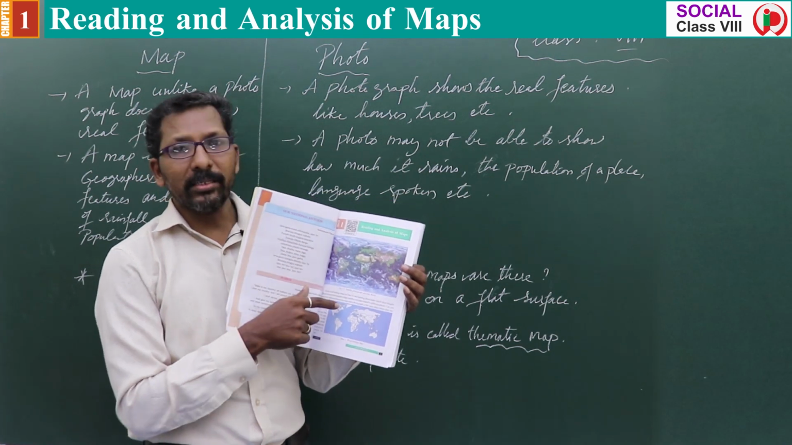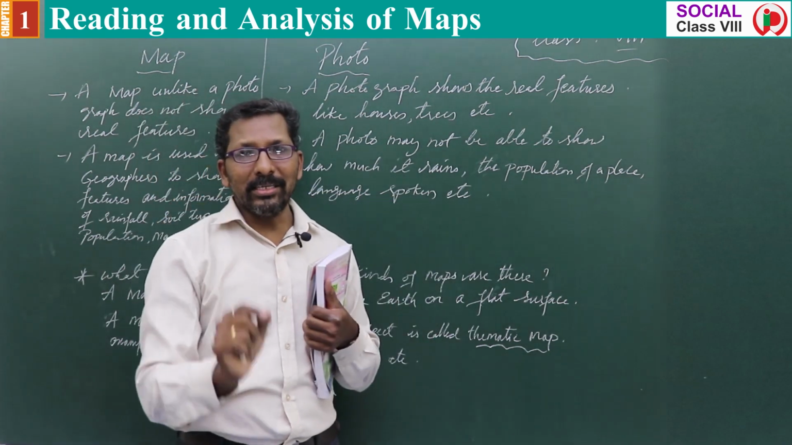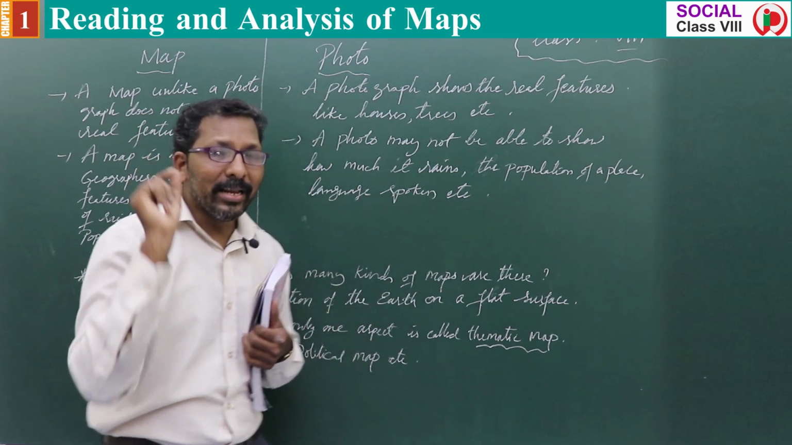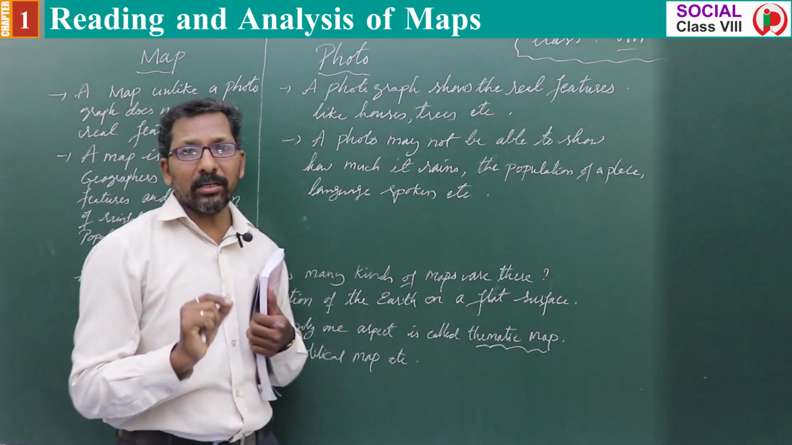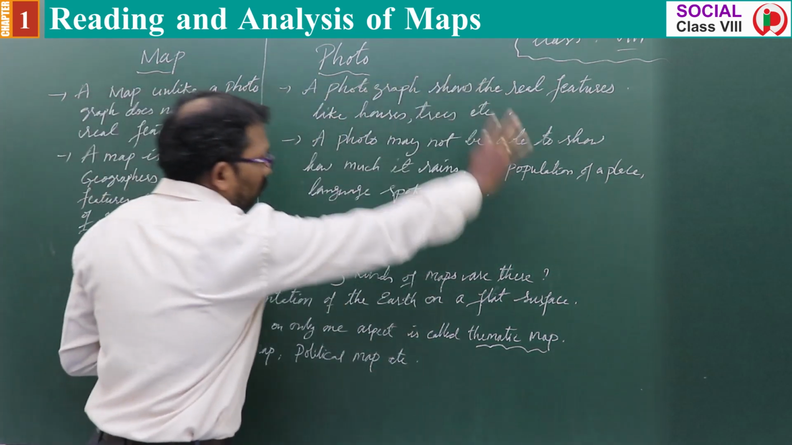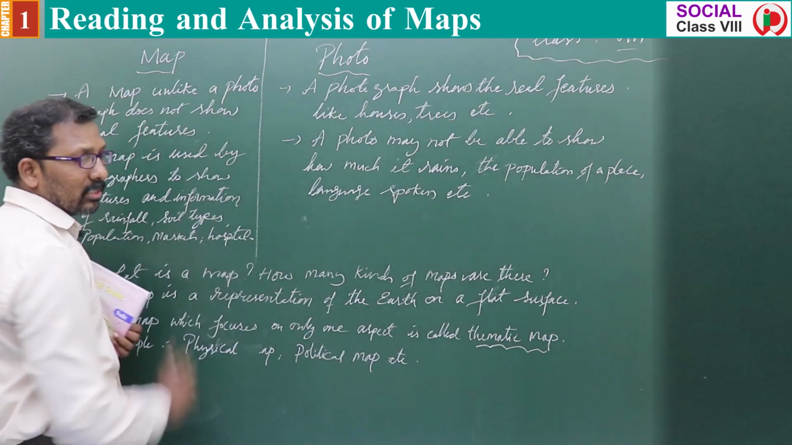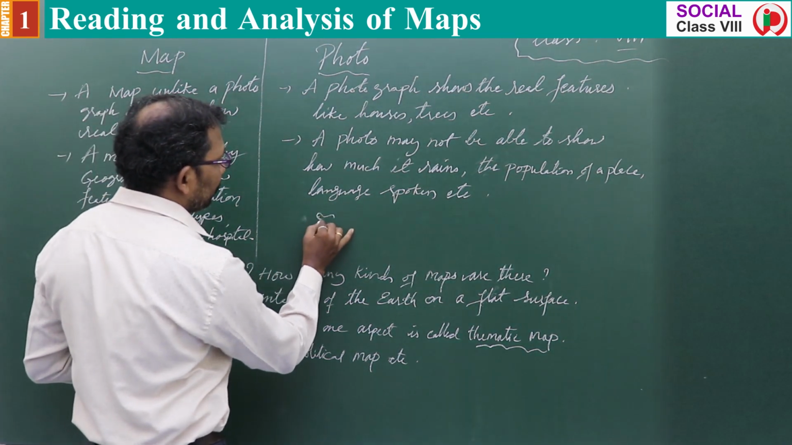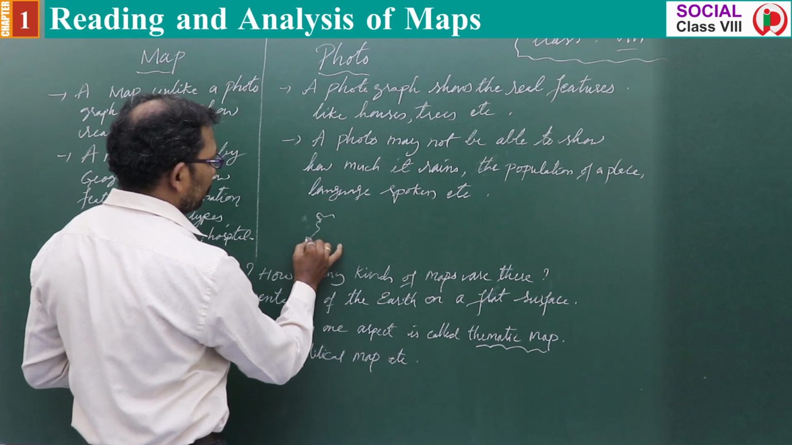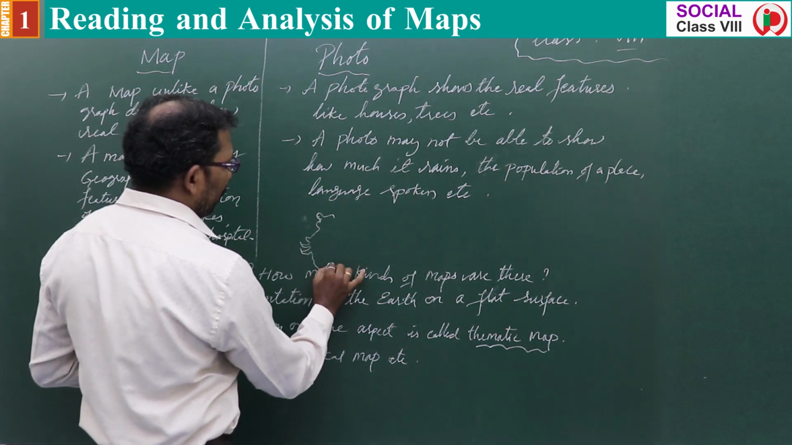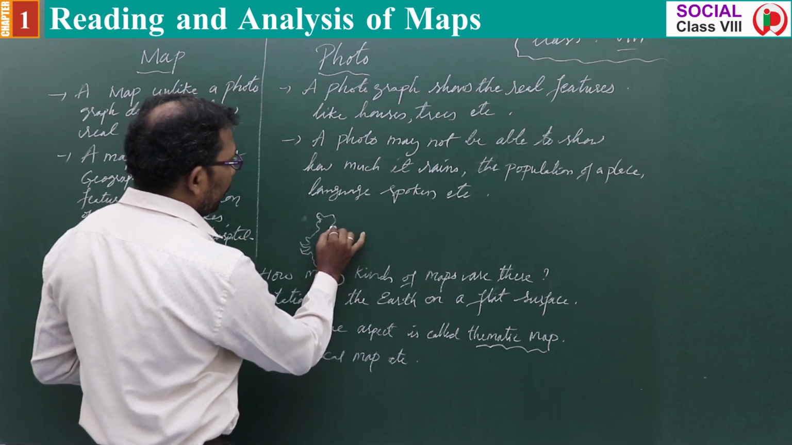So what we can say is a map is a representation of the earth on a flat surface. You are drawing a map on a flat surface. Now the board is a flat surface. I am drawing here. I draw India here. Right, I have drawn India over here. Okay, so what am I doing?